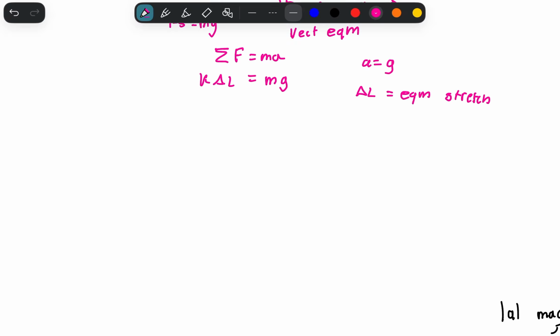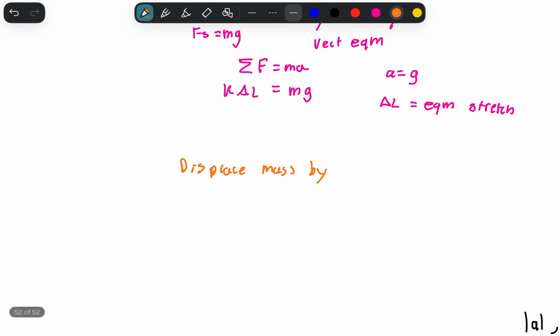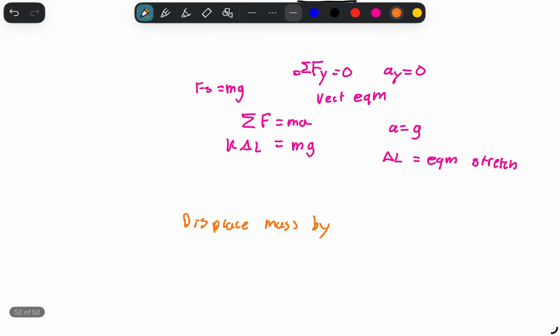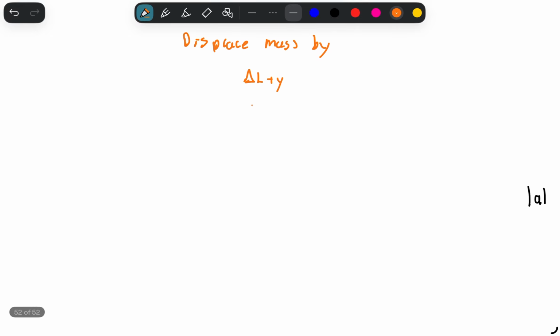So now we're going to displace the mass by y. If we move the mass a distance y from our equilibrium, then our total spring stretch is going to be delta L plus y. So then the upward spring force is equal to k times (delta L plus y). But our weight downward is still going to be equal to mg.